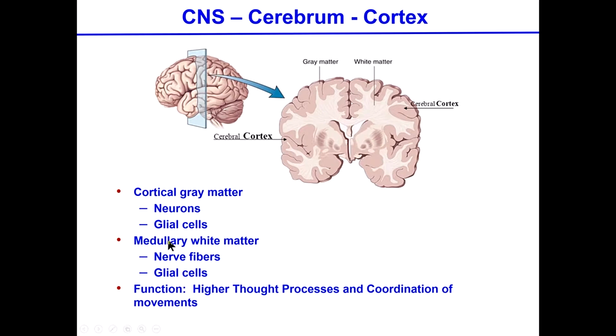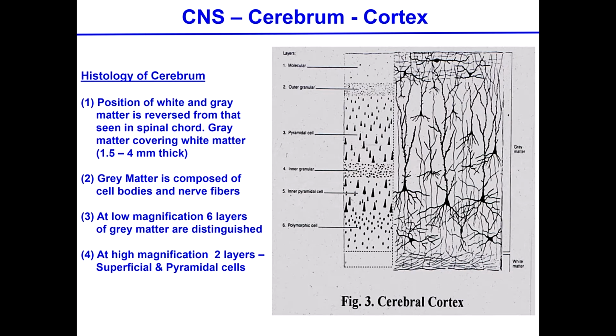You find neurons and glial cells in the gray matter, exactly as we saw in the previous case, and in the white matter, what you find is nerve fibers. Okay, these are axons packed together, maintained by glial cells, and the cortex is the place where the higher thought processes and the coordination of movements take place. But I just wanted to show you the distribution of those two.